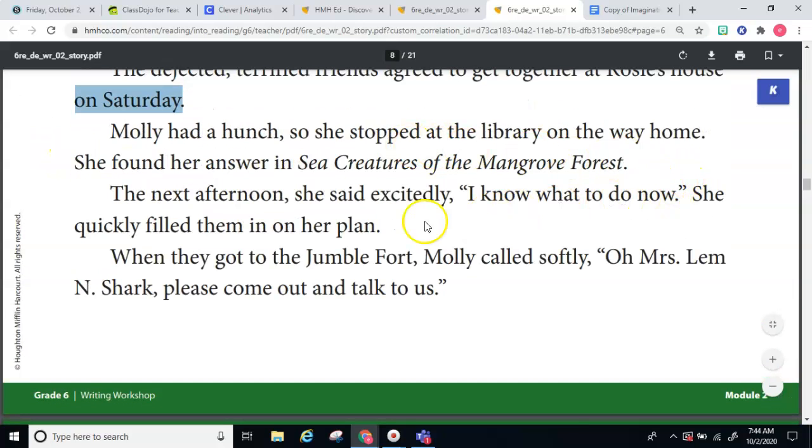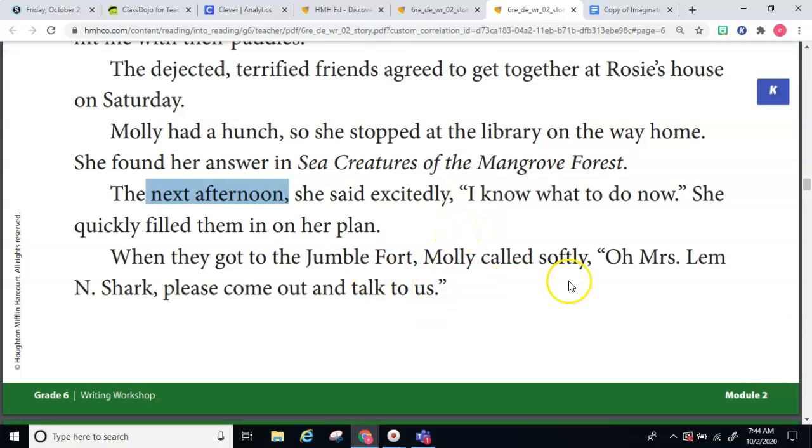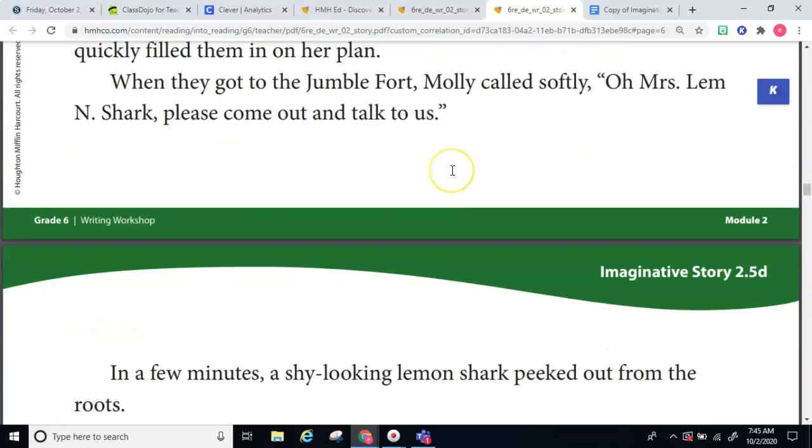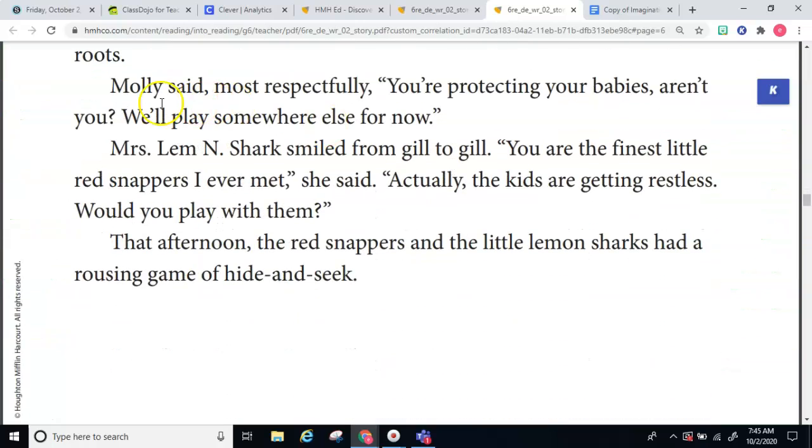Stopped at the library, right? The next afternoon. These are key words, so I know that your story is going in order. When I was reading some of your personal narratives, it was really hard for me to stay on track and try to decipher how your story was laid out, because it was jumbled together and just saying events as if they didn't happen in any sort of order, right?